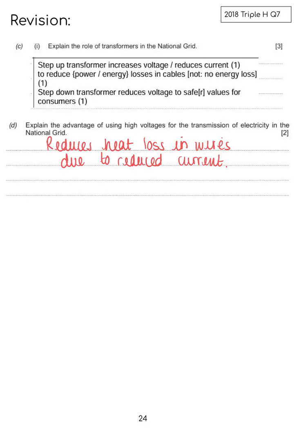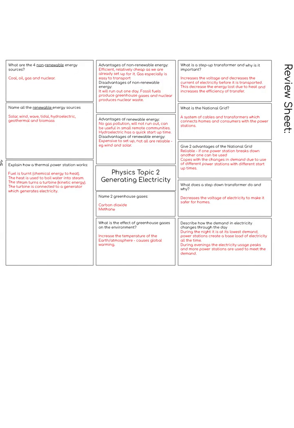And then our last page has basically got two forms of a very similar question. So the first part is explain the role of transformers in the national grid. So step up transformer increases voltage and reduces current to reduce power losses in the cables. And next part of the question is step down transformer reduces the voltage to safer values for consumers. And then D is a very similar question. Explain the advantage of high voltages, and that is because it reduces heat loss in the wires due to the reduced current. And here's the review sheet for this topic.